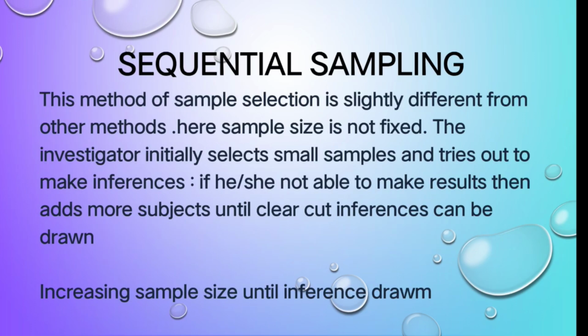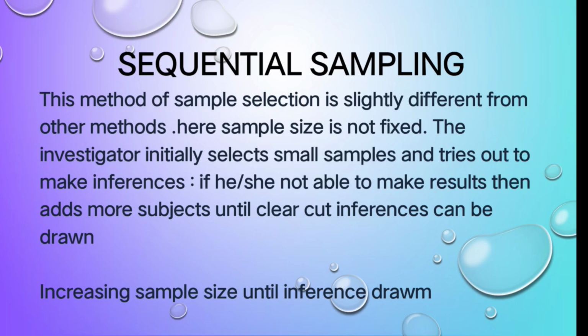Next is sequential sampling. So this method of sample selection is slightly different from other method. Here sample size is not at all fixed. The investigator initially selects some small samples and tries out to make inferences. If he or she is not able to make result, then adds more subjects until clear-cut inferences can be drawn. So increasing sample size until the inference is drawn.